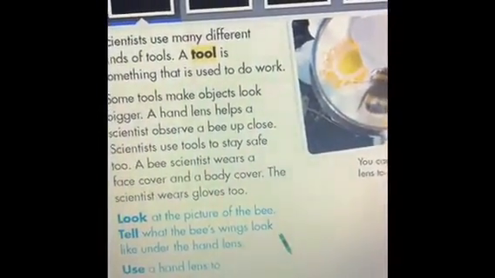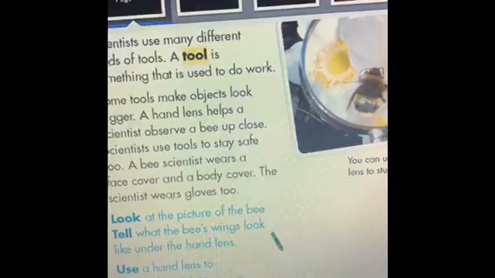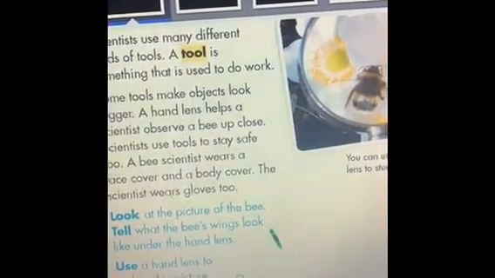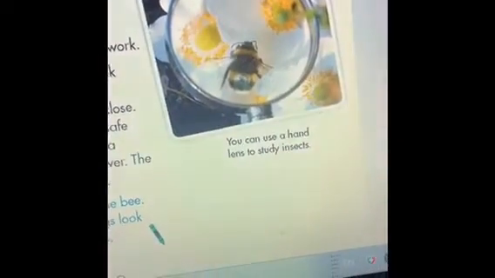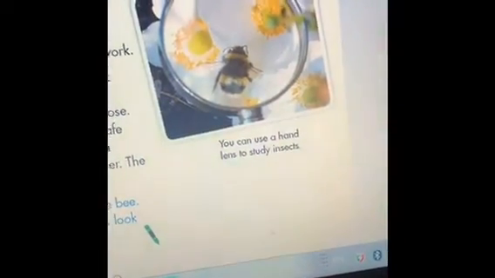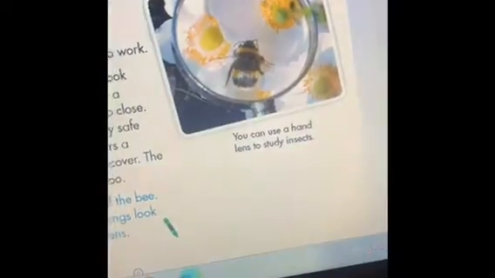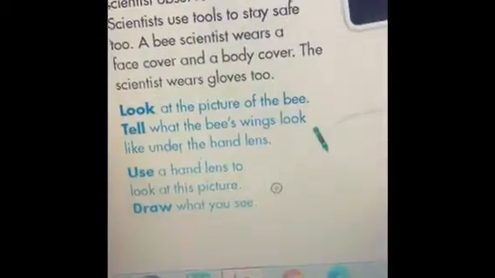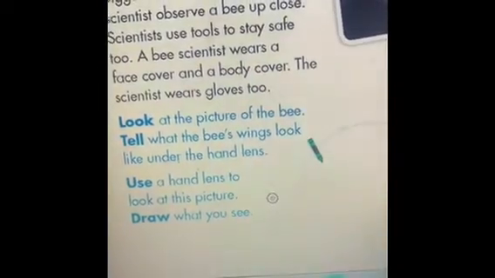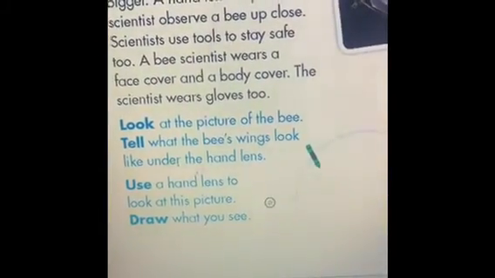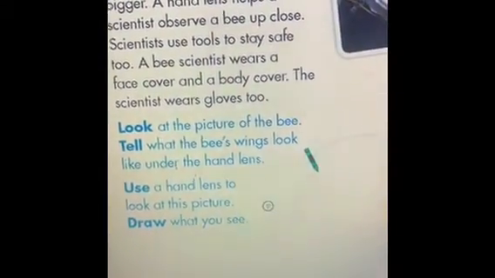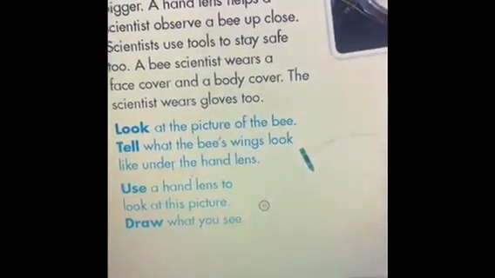So a tool is something that is used to do work. A tool like the hand lens, what is the work it does? It makes objects look bigger. And also scientists use some tools to stay safe, like the body cover, face cover and gloves. All of them are tools. What work do they do? They help us to stay safe.